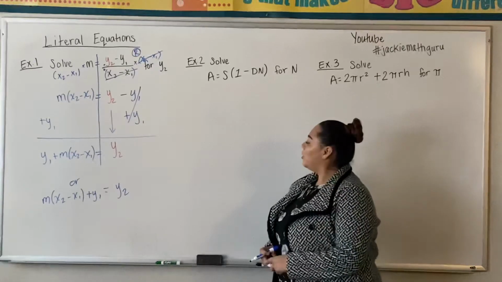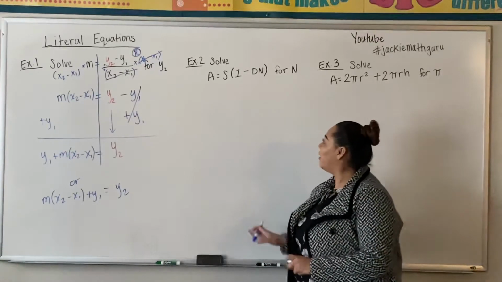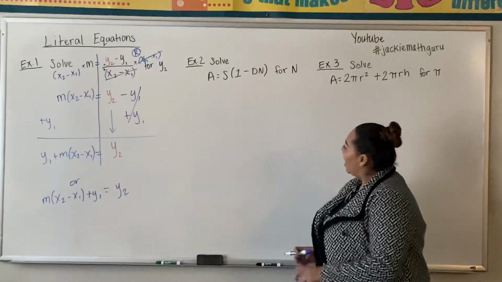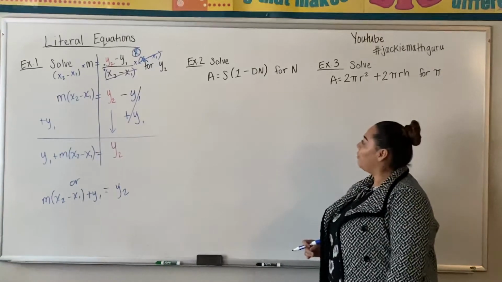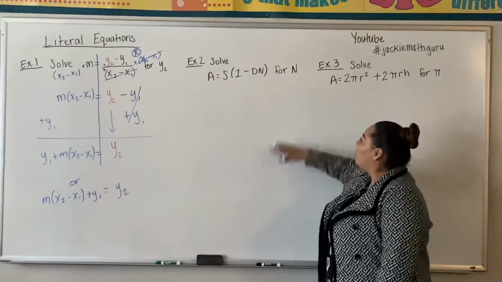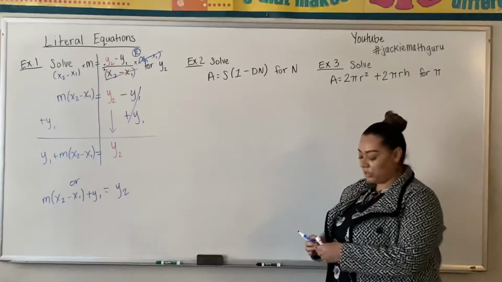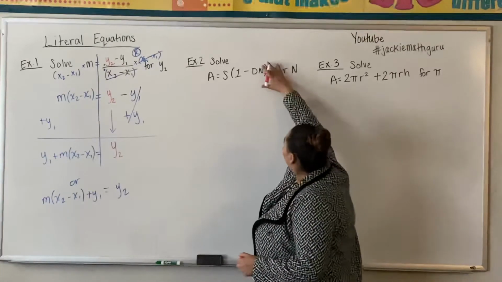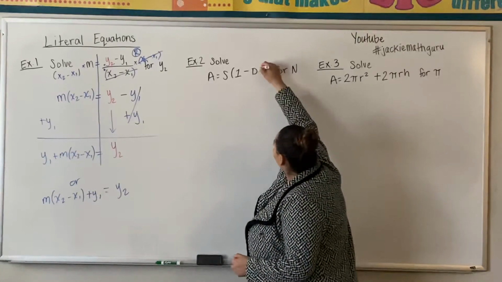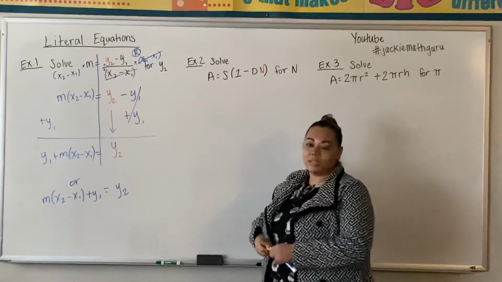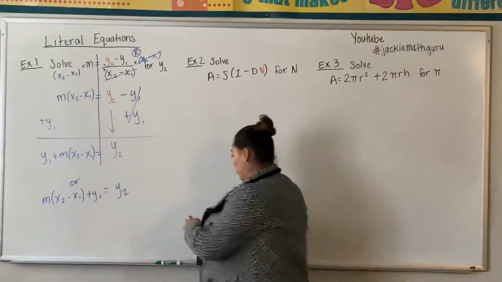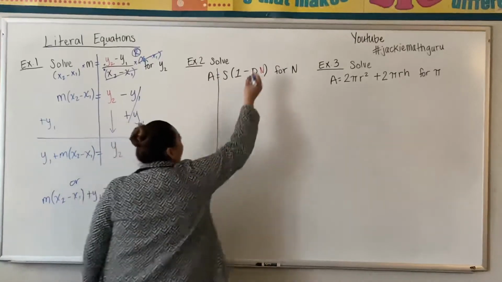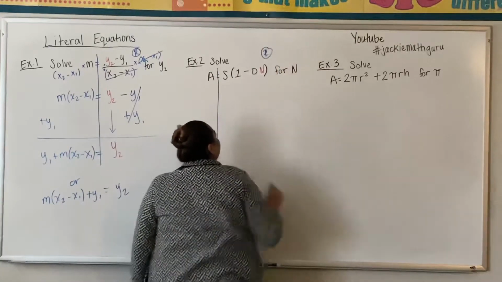For example number 2, we have a different formula. In this case, we have a equals s, and then inside the parentheses 1 minus 2 dn. We're trying to solve for n. So the same thing that we did in example 1, we're going to do over here. We're going to highlight the letter that they're asking us to solve for, which is the n. So we're going to draw the line across the equal sign. In this case, the letter we're trying to solve for is on the right-hand side.